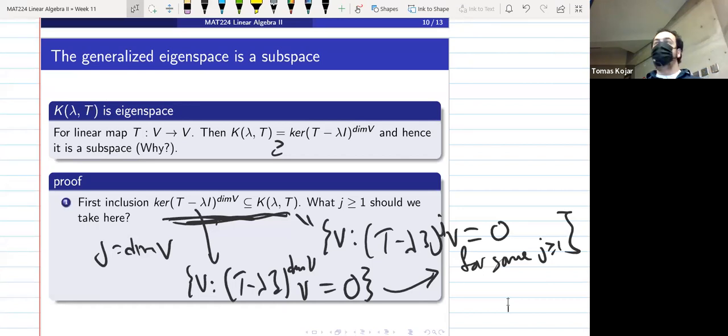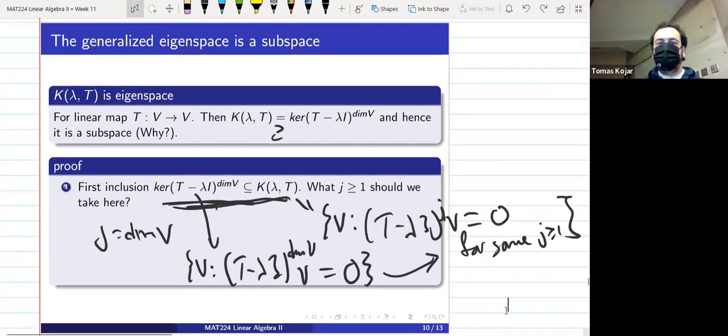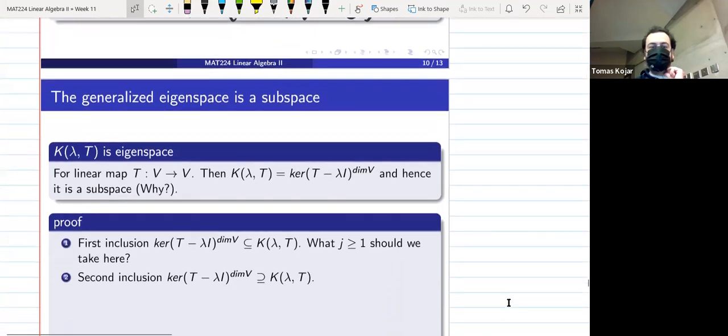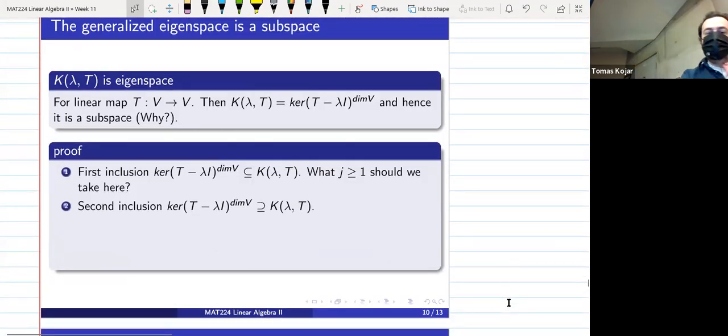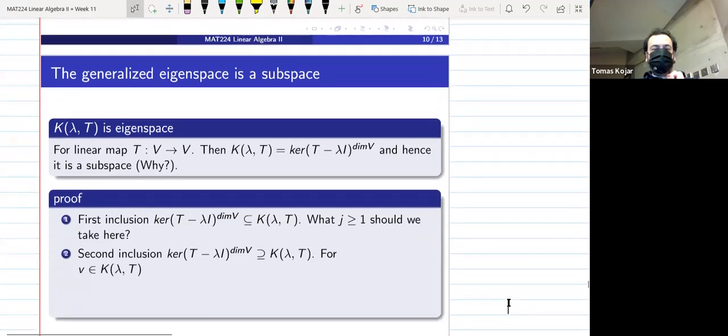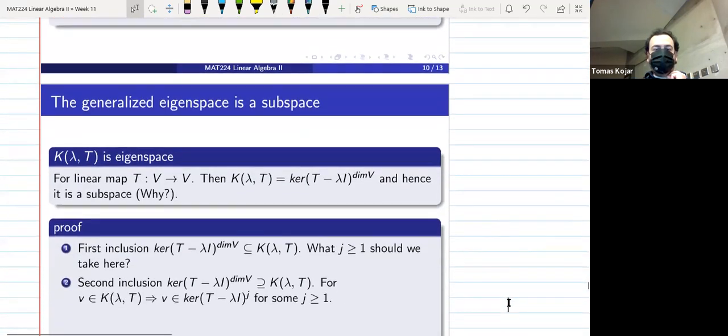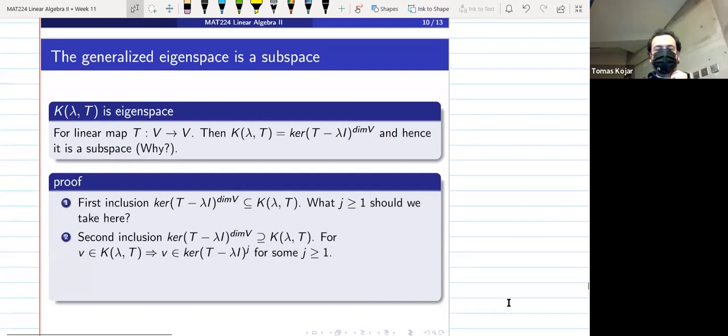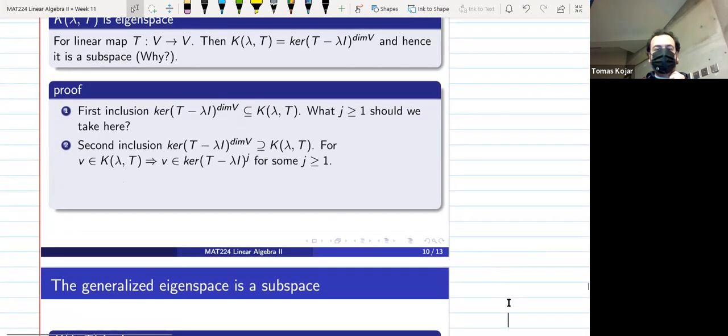No. Because for example, (T minus lambda I)v is in here. I mean, we can prove this now. Okay, well, that's what it says. All right, now let's do the second part. I say I take v in here, I have to show v is in the other one. Oh yeah, that's the definition.